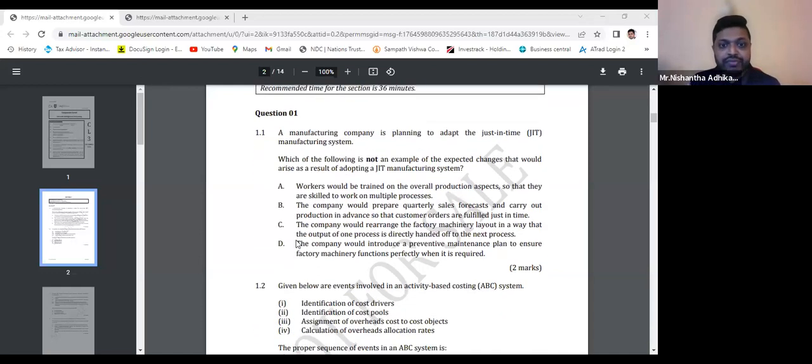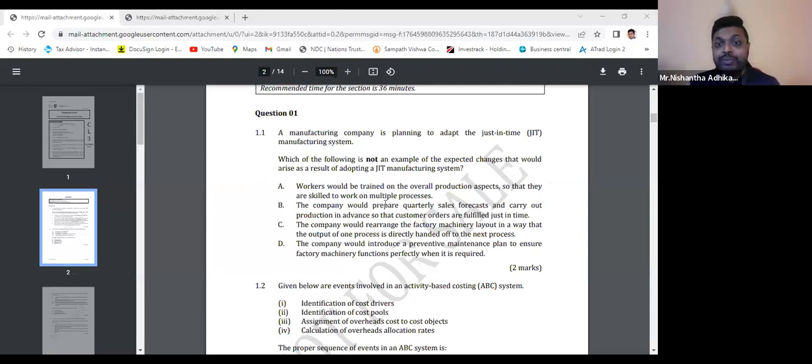Right. There are 4 statements given. Workers would be trained on overall production aspects so that they are skilled to work on multiple processes. That's correct. Because if you adopt JIT, if you are in a JIT environment, definitely you have to know about all possible areas. Overall understanding is required. First answer is correct. Therefore, it is not an example. Therefore, you can't consider it as an answer.